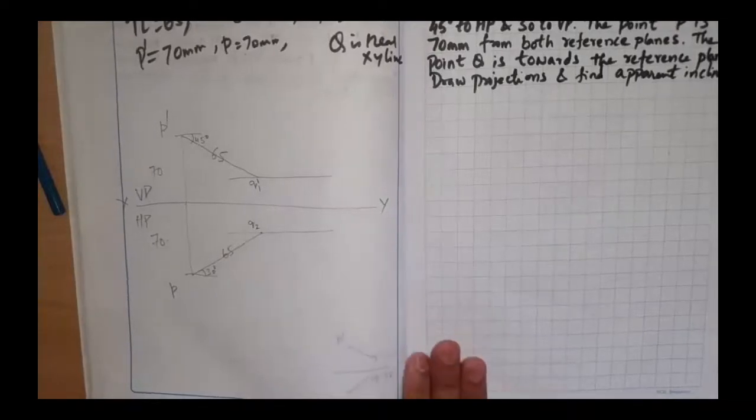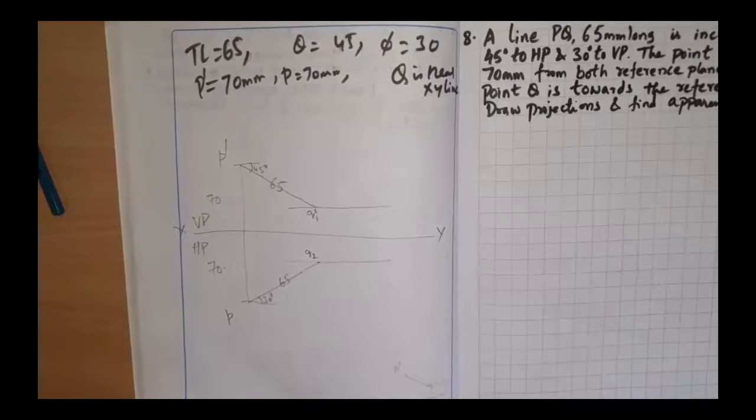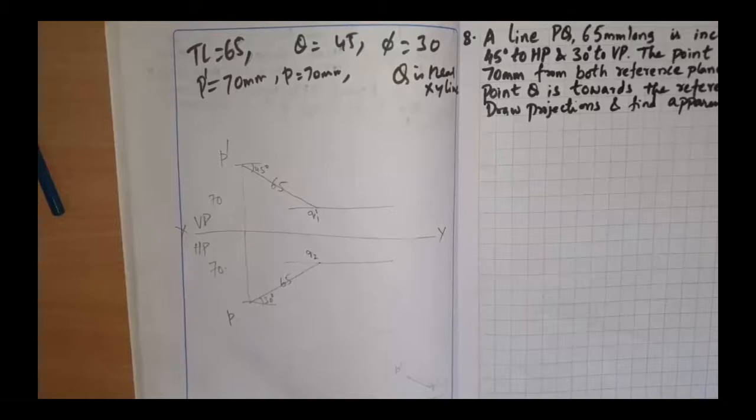Please draw a rough sketch. I am fixing one endpoint P dash and rotating the other endpoint Q. At one position, I'll get this true length 65 mm so that it is parallel to VP. Then I will draw at an angle of 45 degrees for 65 mm length, Q1. And the second time I am making the line parallel to the horizontal plane and marking 65 mm length at 30 degrees. I am marking Q2.